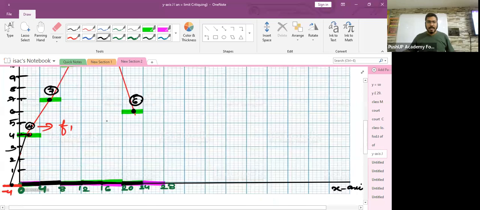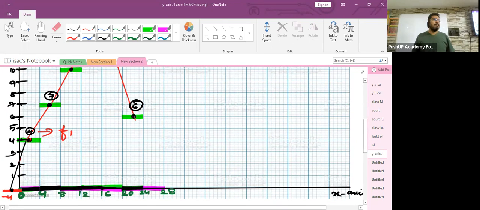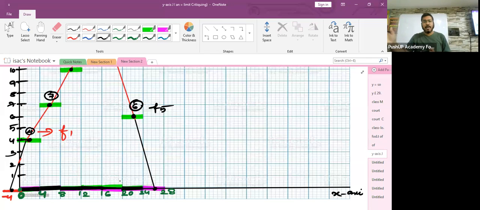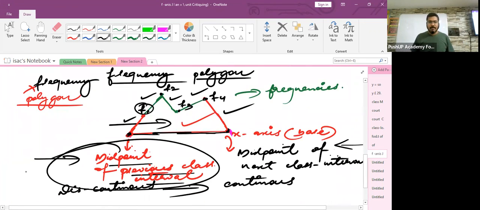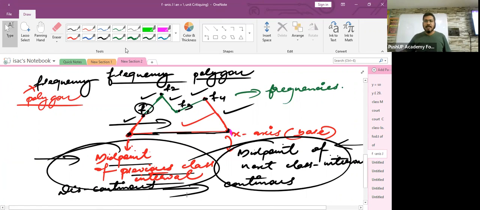And children, what about the last point or F6? No, this was F5, isn't it? The last frequency should be connected to the midpoint of the next class interval, which is coming somewhere over here. Children, 20 to 24 was the last class interval, isn't it? So what is the next class interval after the last one? It is 24 to 28. And where is the midpoint of 24 to 28? Somewhere over here, isn't it? Children, are you all getting me? Now, is it clear what I had mentioned here? Midpoint of the previous class interval, midpoint of the next class interval.